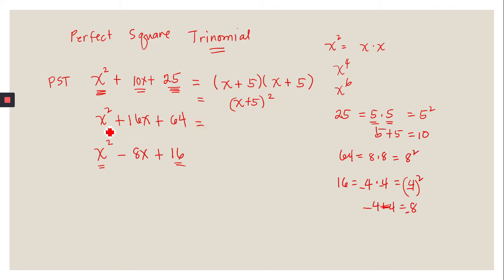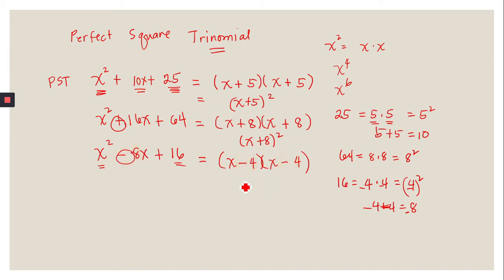Another one. So x squared is x times x. 64 is 8 times 8. And your middle term here is positive, so both will be positive. Or you can write this as x plus 8 squared. Okay, let's have the next one. X squared minus 8x plus 16. It's a perfect square trinomial. So x squared is x times x, and 16 is 4 times 4. Your middle term is negative, so they will be both negative, x minus 4 squared. Right?